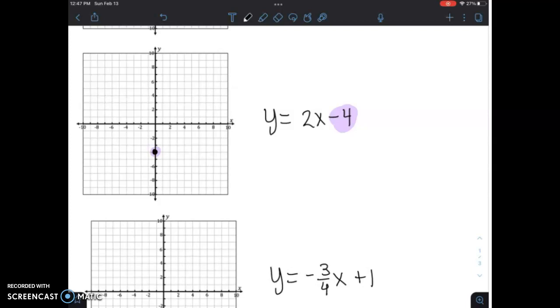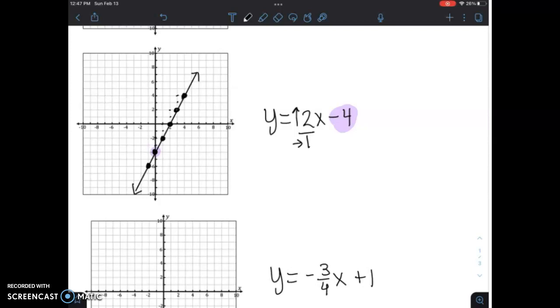And you'll notice that 2 is not a fraction. But we can always write our whole numbers as fractions, so we just write the number over 1. So we're going to go up 2 to the right 1. So we're going to count 1, 2 over 1. And then you can also go down and left. Look like that.